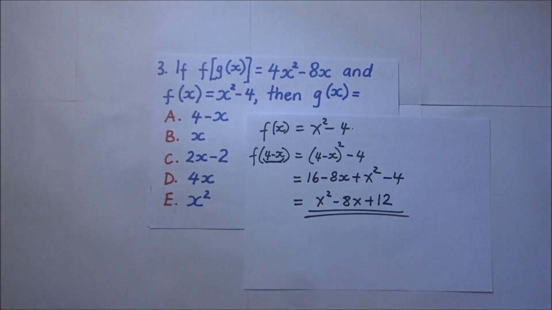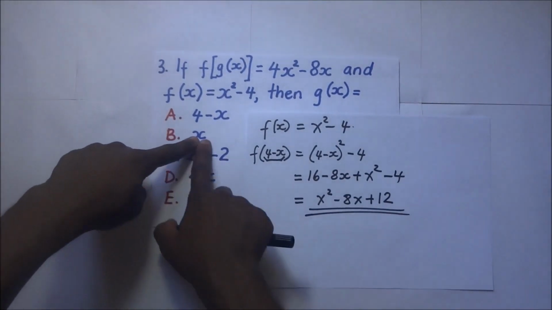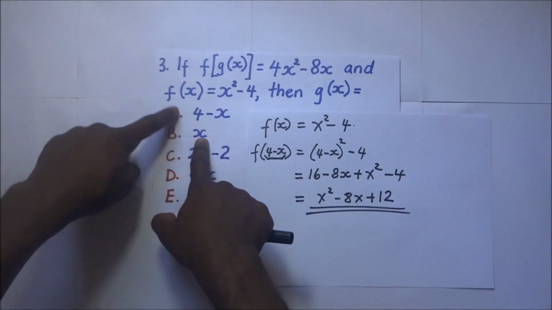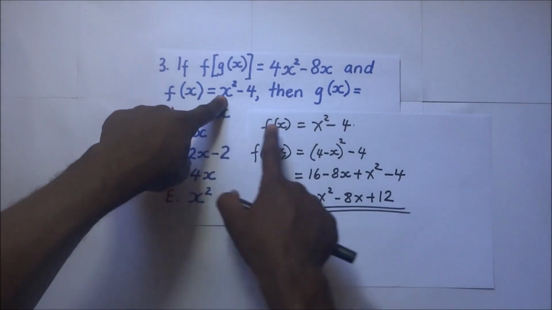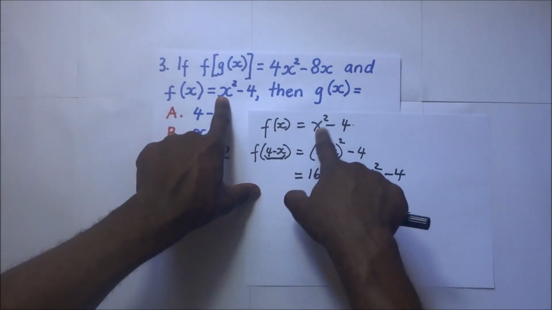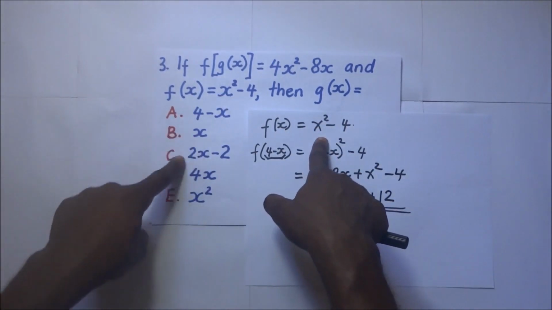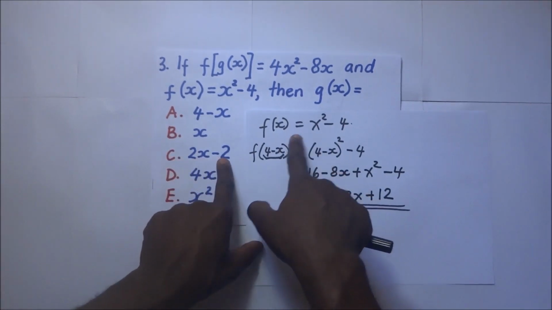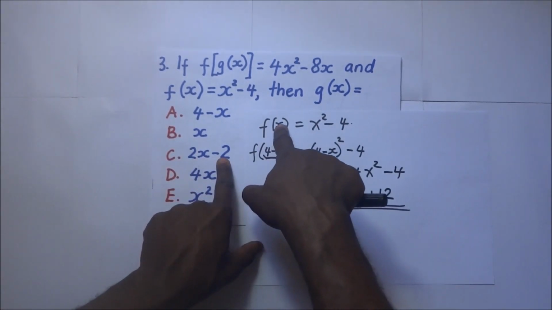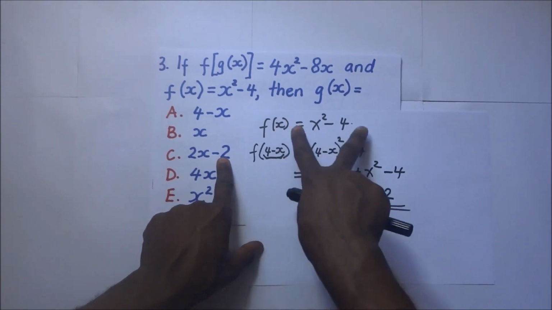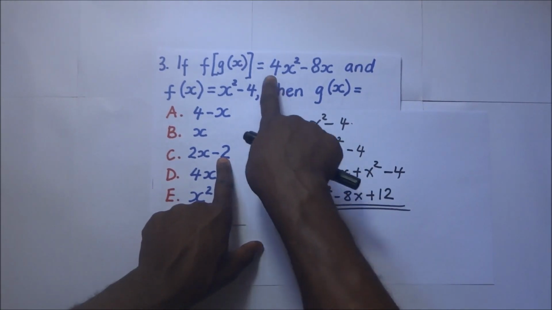Of course, if we go to part B, plugging in x here is simply going to give us x minus 4. So B is out of the picture. Let's try C, 2x minus 2. If we put 2x minus 2 in the brackets here as our input for this expression, is it going to give us that?